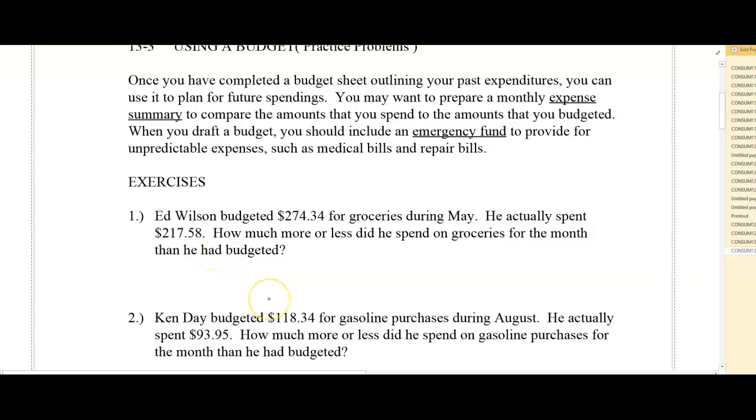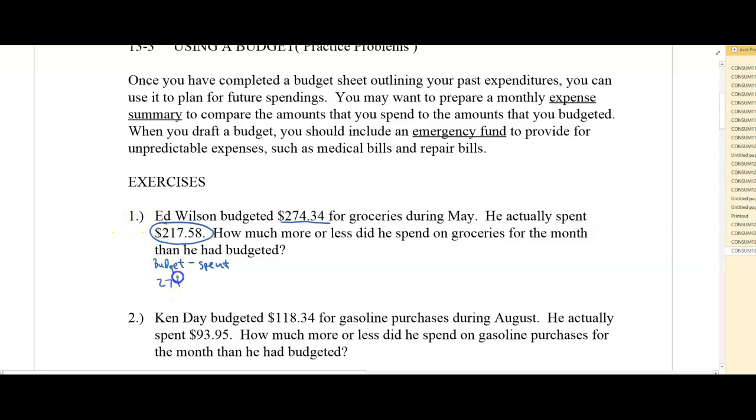So right now, when we look at this, number one, Ed Wilson budgeted $274.34 for groceries in May. He actually spent $217. So budget is kind of like the maximum amount you're willing to spend. So how much more or less did he spend on groceries? Well, all we're going to do is take the budget amount, subtract the amount spent, right? To determine if it's positive, that means we spent less. If it's negative, that means we went over budget.